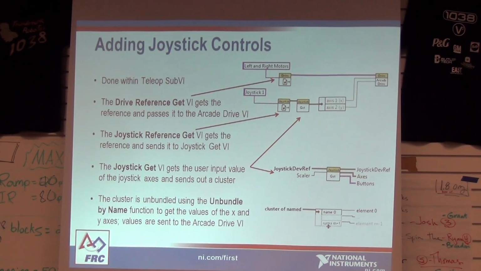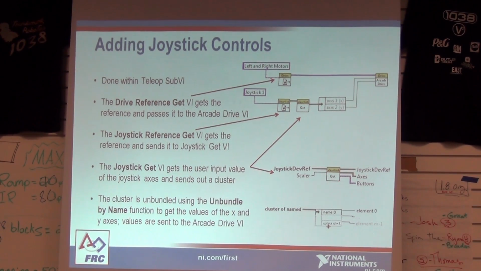So again, as I mentioned before, your joystick is a cluster. When you get your joystick, you can either get your axes or you can get your buttons. Your buttons will be a cluster, and your axes will be a cluster. If you unbundle those, then you have access to axis 1, axis 2, axis 3, and to button 1, button 2, button 3 if you unbundle your buttons.